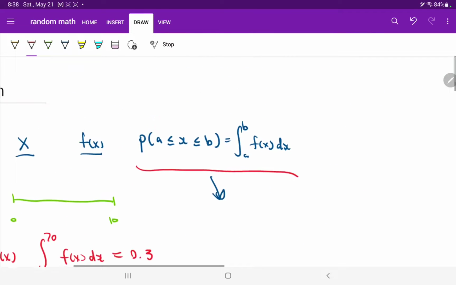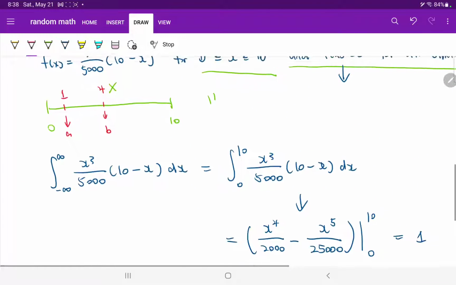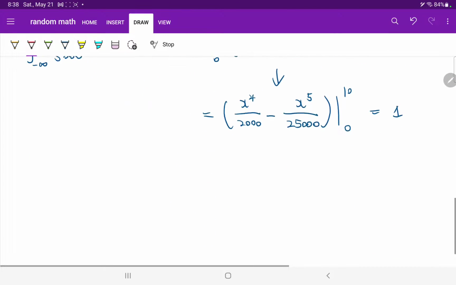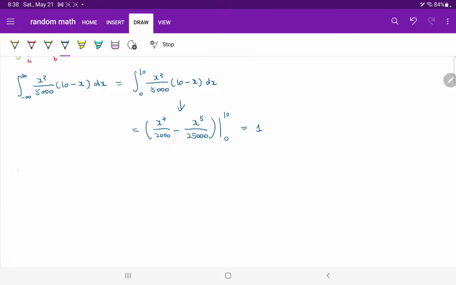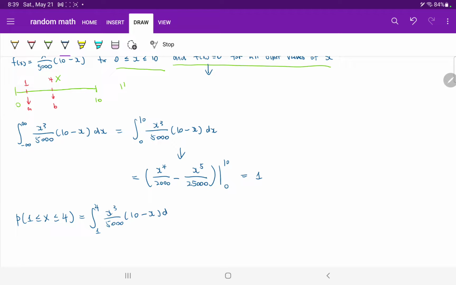If you look at our earlier definition of the probability density function, we can integrate from a to b and it will give us the probability that the value lies between them. In this case, our question asks us to find the probability between 1 and 4, so a is 1 and b is 4. So we integrate. Let's write that down. P from 1 to 4 should be equal to the integral, where a is 1 and b is 4, of x cubed over 5,000 times 10 minus x dx.